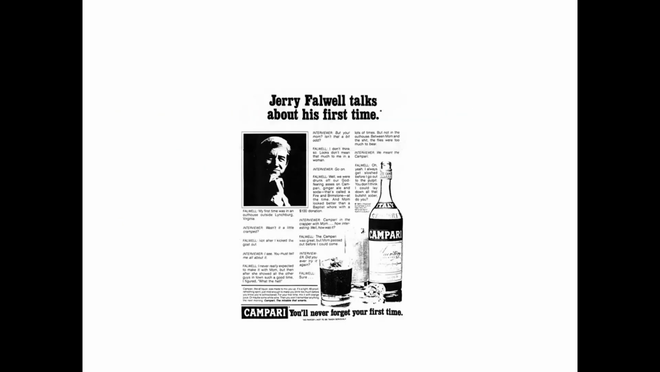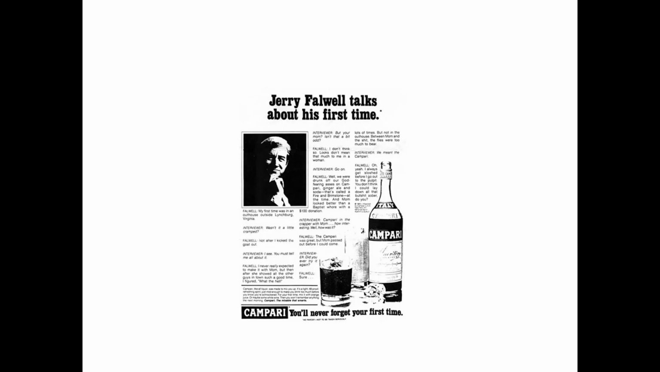This is the example here. Jerry Falwell was a Protestant preacher, ultimately Liberty University he created, and very right-wing, very conservative. There was a type of alcohol being sold that was running a campaign, and the campaign was kind of tongue-in-cheek. It said, "The first time." Now, you might think the first time would be the first time you ever had relations, but instead they're referring to the first time you ever had this liqueur.